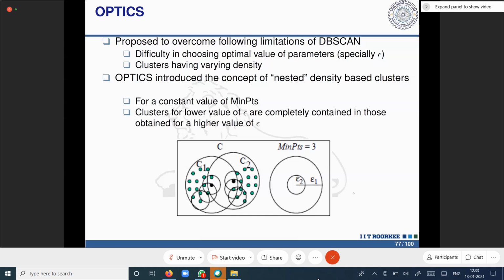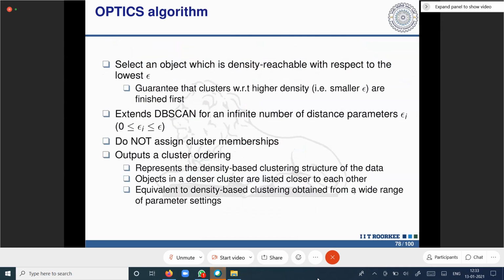Somewhat similar to hierarchical clustering, but based on density. So for a constant value of min points, clusters of lower value of epsilon are completely contained in those containing them for a higher value of epsilon. So it kind of generates a nested summary of clusters based on their density.